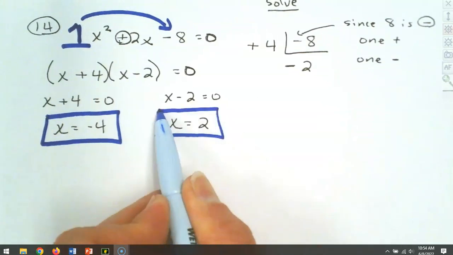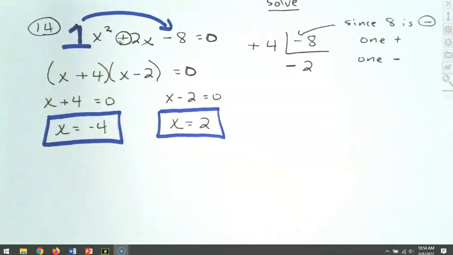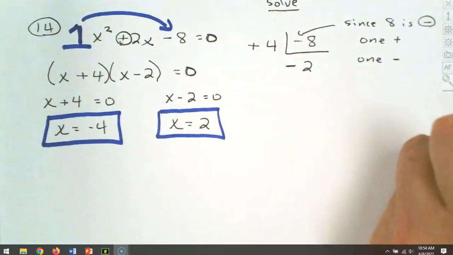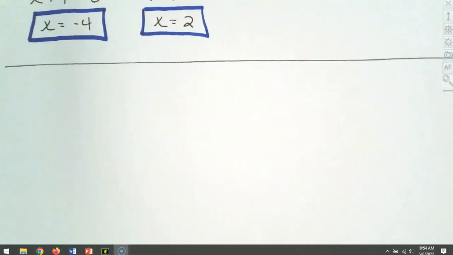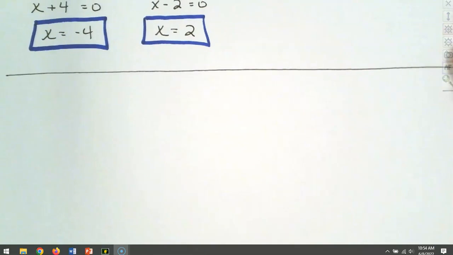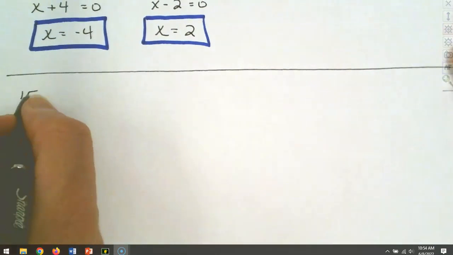Kind of remember this from intermediate, hopefully? Remember in intermediate, too, they can get kind of difficult on the factoring. These were really simple ones. Question 15, we're going to have to do grouping on. And 15, we've got to move things around first.